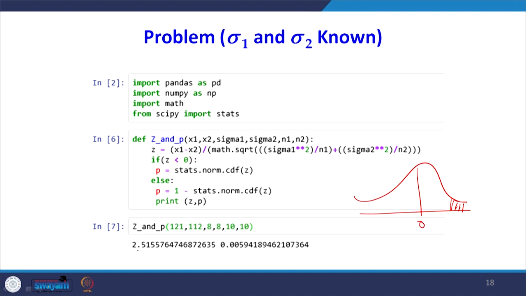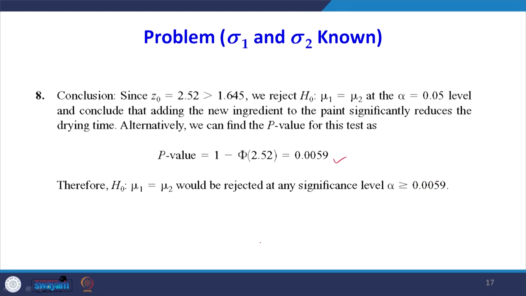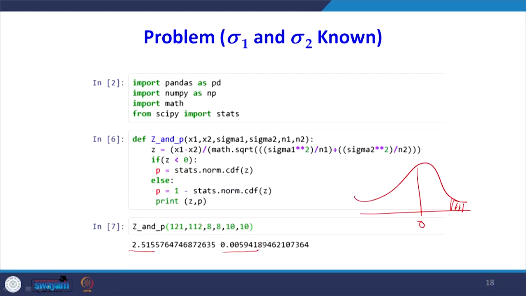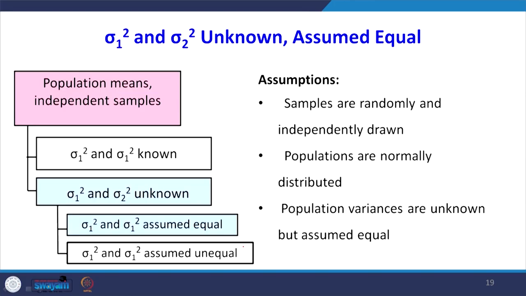What is happening? We are getting the z value as 2.51, that is the z calculated value. Look at this p value. When you go to the previous slide, the p value there was also 0.0059. So here we get it with the help of Python. When we compare with alpha, this is very small, so we reject the null hypothesis. Now, we will go to the second category of the problem.